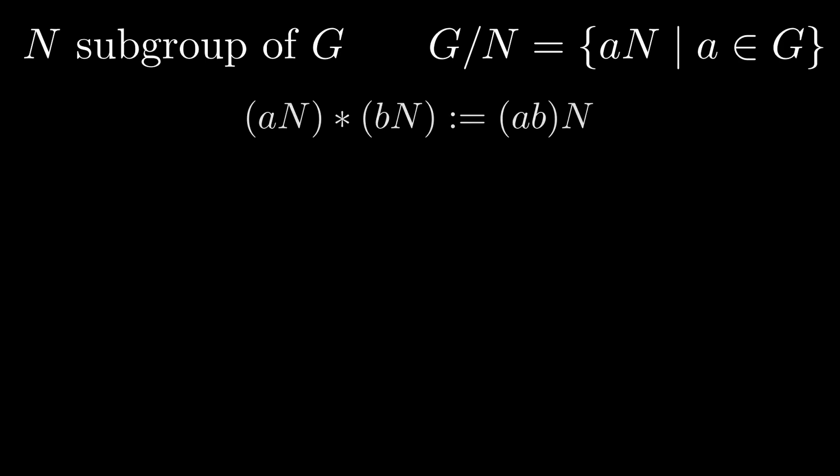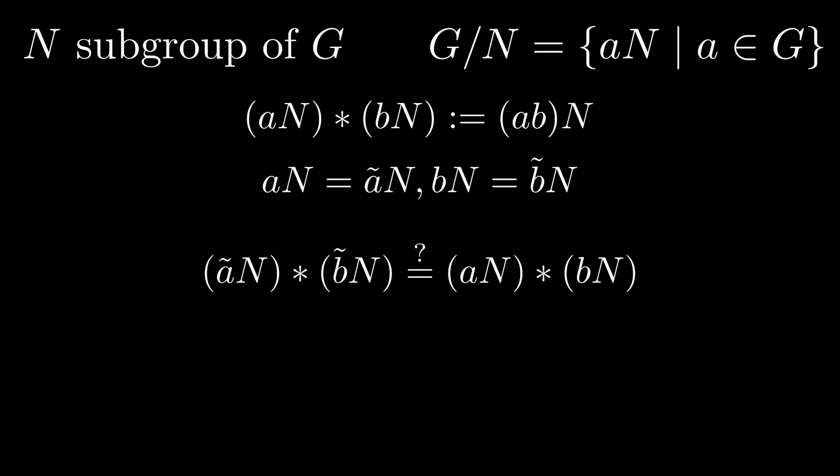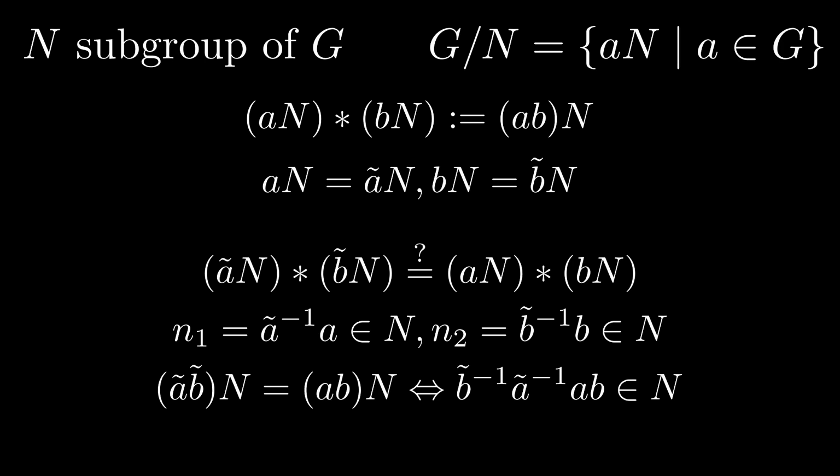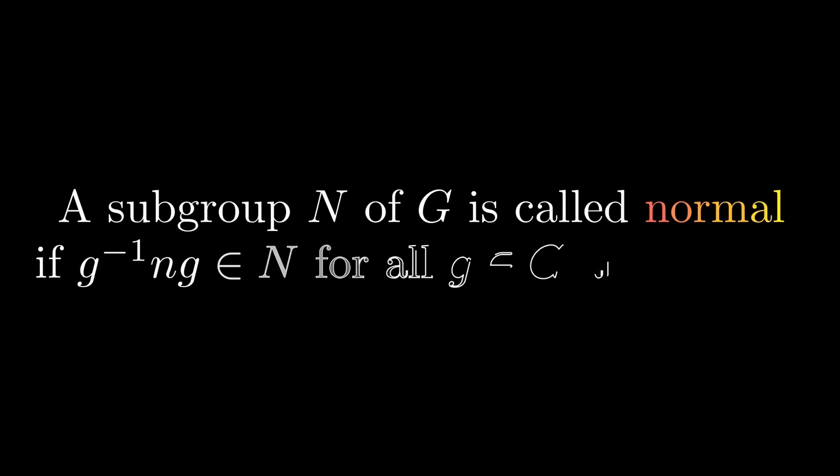We attempt to define an operation by multiplying representatives of the cosets. The challenge is that different elements can represent the same coset, so the operation must yield the same result regardless of which representatives are chosen. A key observation is that if two elements belong to the same coset, the difference lies in the subgroup. Doing the same thing with the product and plugging n1 and n2 in, we get that this expression must be in the subgroup. This leads us to the concept of normal subgroups.